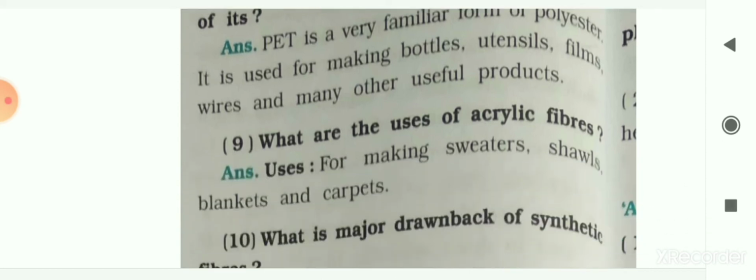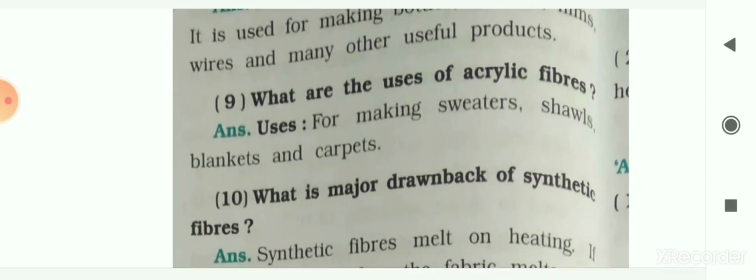Now the next question is, what are the uses of acrylic fibers? Acrylic fibers are used for making sweaters, shawls, blankets and carpets. So these are some of the uses of acrylic.